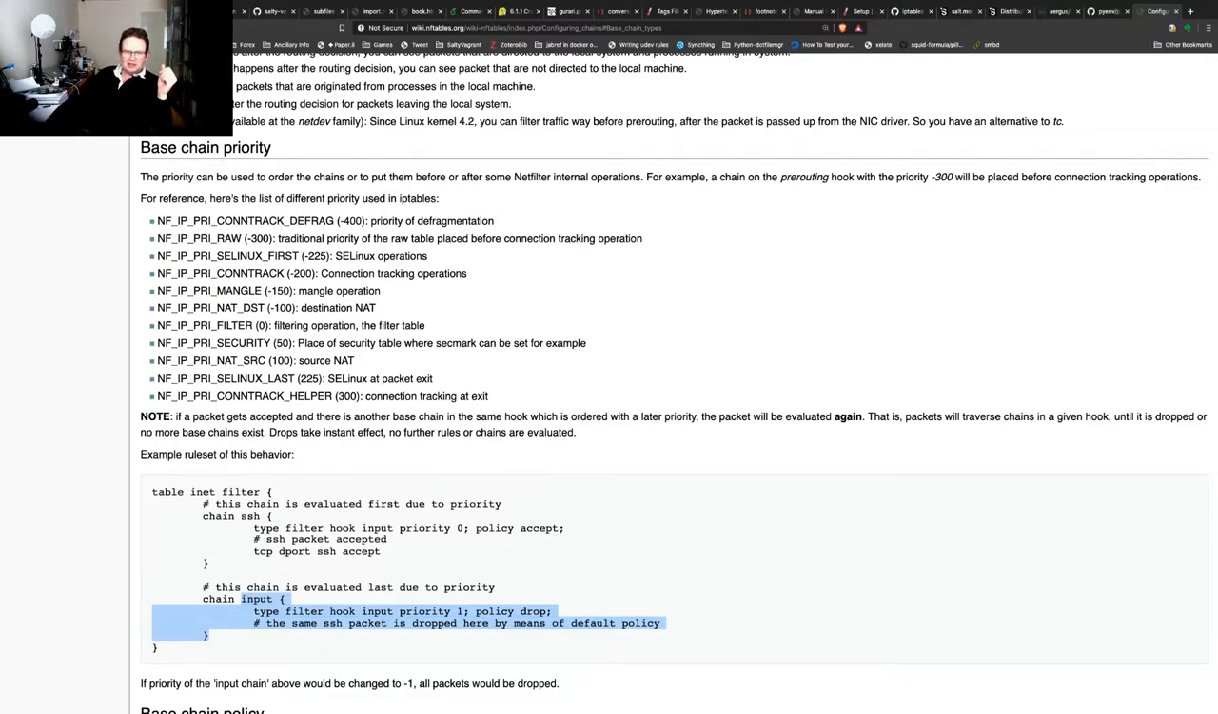Yeah. And so we reach this one and we basically apply the rules and we say, well, there are no rules, so there's nothing to apply here. So far, so good. But because it hasn't been explicitly accepted by this chain, we apply the default policy, which is throw it all away. So you have to be a little bit careful when you're setting these things up.